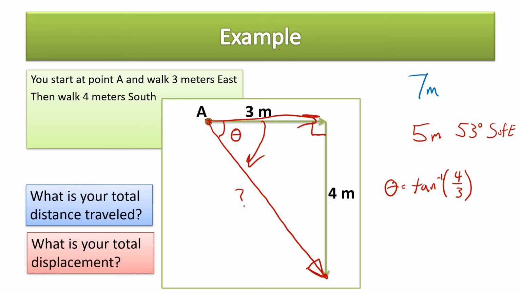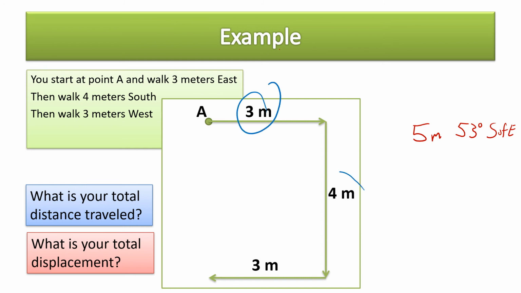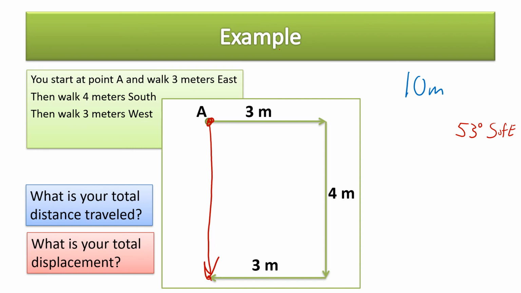Okay, let's continue our trip. Now we're going to go 3 meters west. So what is the total distance that you traveled? It's 3 plus 4 plus 3, so 10 meters. And what is your total displacement? Pause the video, think about it. You're measuring it from start to finish. Your displacement vector now looks like this. Try to figure out the magnitude and direction of that displacement vector.